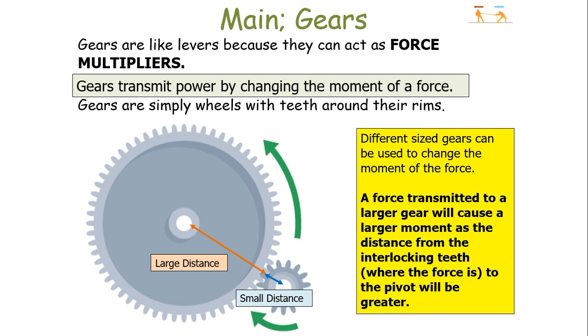Now, because we know that the large wheel has a large distance from the pivot, which is where it's rotating about, the screw at the center, to where the force is applied, the edge where the teeth are, there's going to be a large moment, because a large distance leads to a large moment. Conversely, on the small wheel there's a small distance between the pivot and where the force is exerted, a small perpendicular distance, so it's a small moment. This is true because they both have the same force exerted on them.